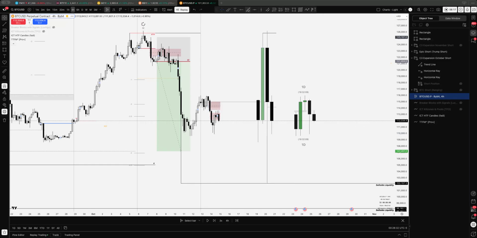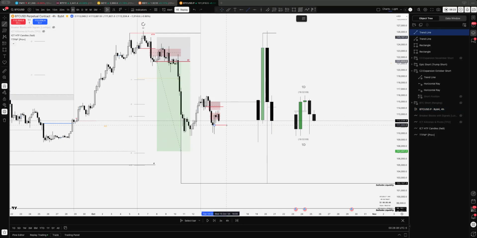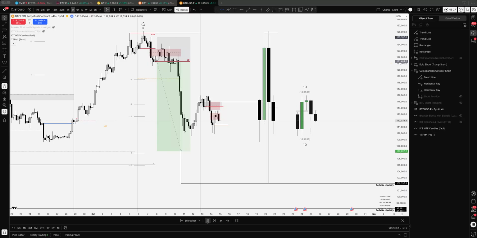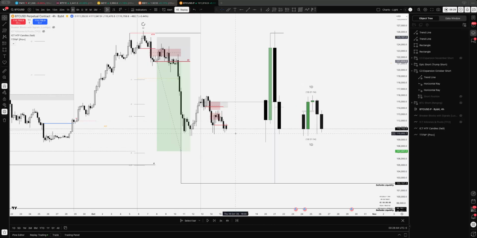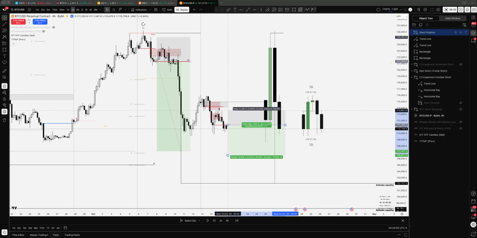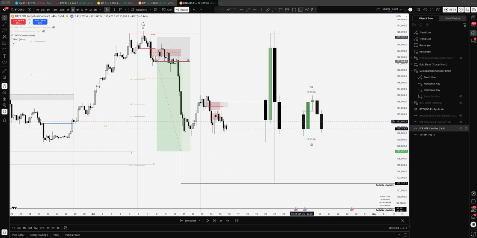We have a change in state of delivery here. And now what do we expect? We want to close over this to confirm it. And that's exactly what it does. You get the retest as well. You can enter short here, stop at this high. Let's just target 2R. I already have it on here actually. A short position.